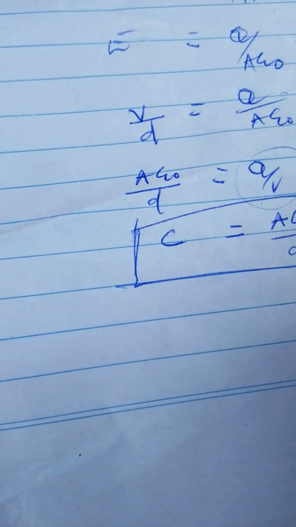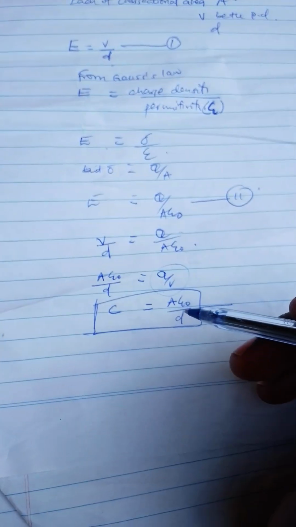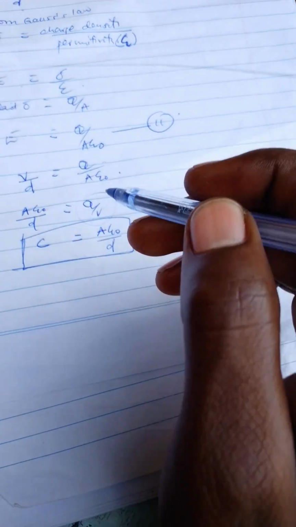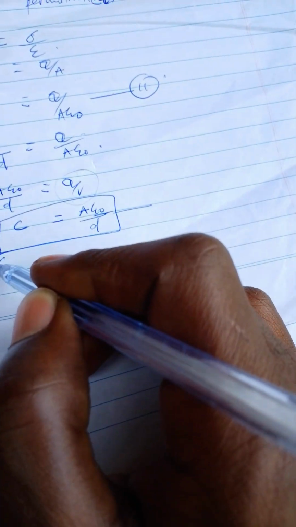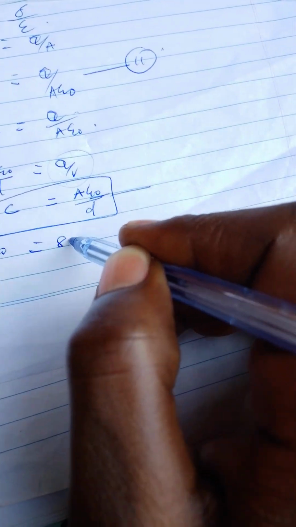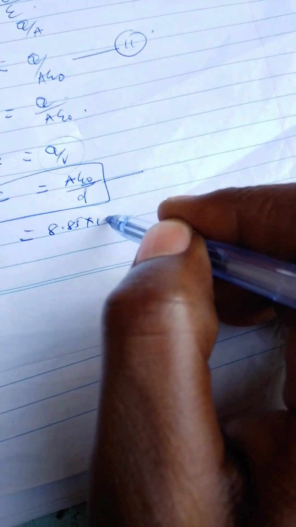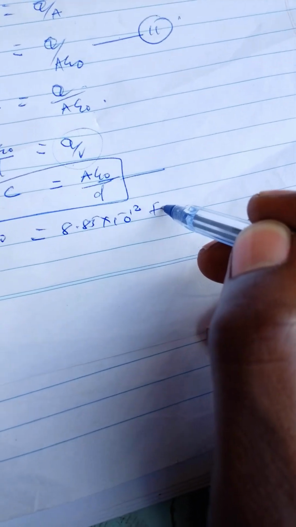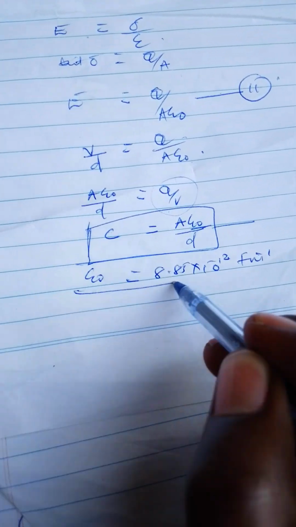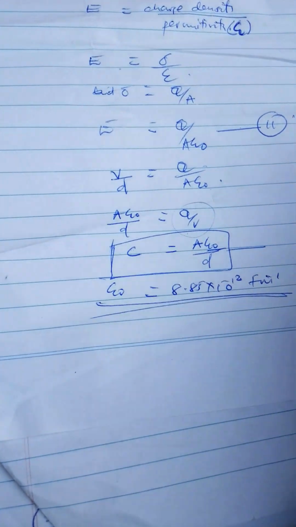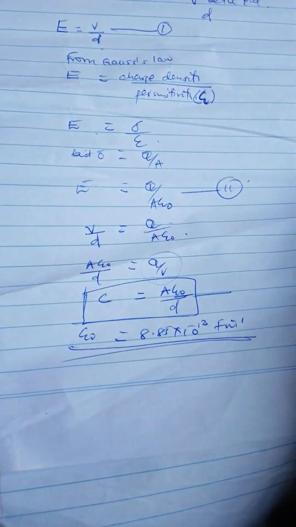Members, after knowing how to derive, of course it is crucial to know the derivation of the capacitance of a parallel plate capacitor. This value of epsilon naught is a constant, and it is always 8.85 exponent negative 12. This is the expression of permittivity of free space.